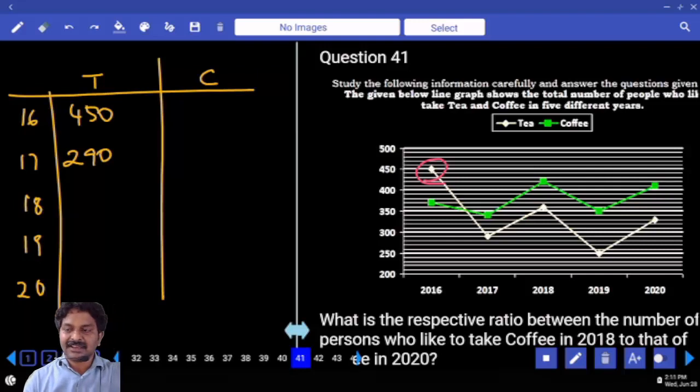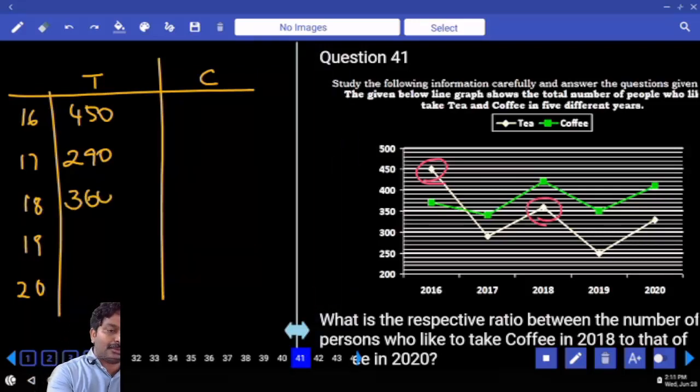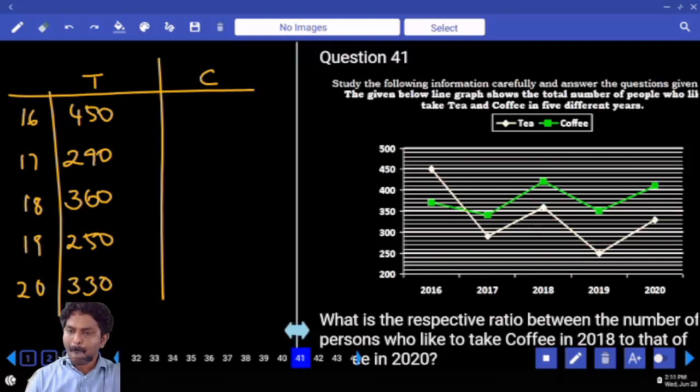290. Each line is 10, right? One line above 350. 10 more than 350. Exactly 250. And this is 2 lines less than 2 lines below 350. So it has to be 330 and 250. Next. This one. 2 lines above 350, 20 more than 350.